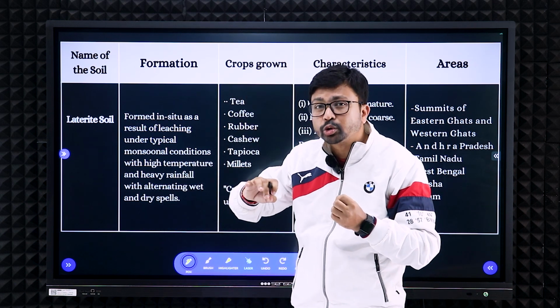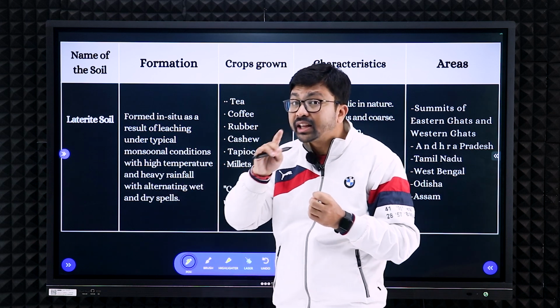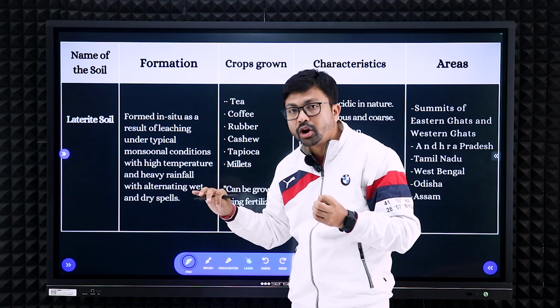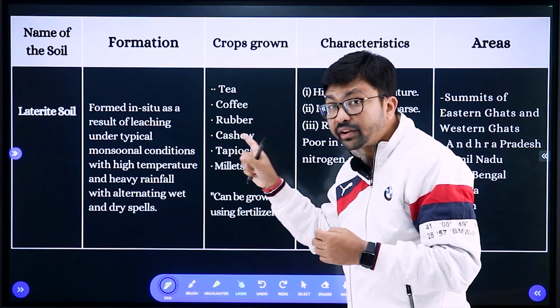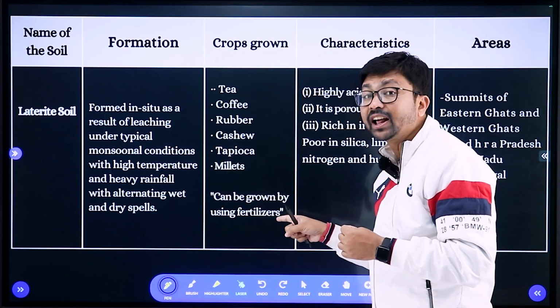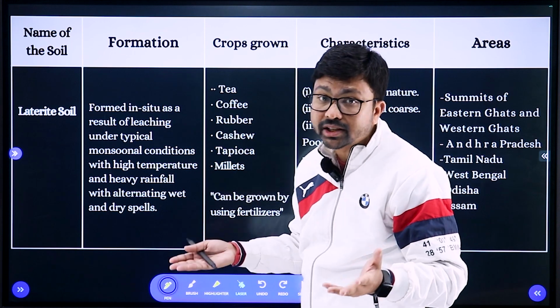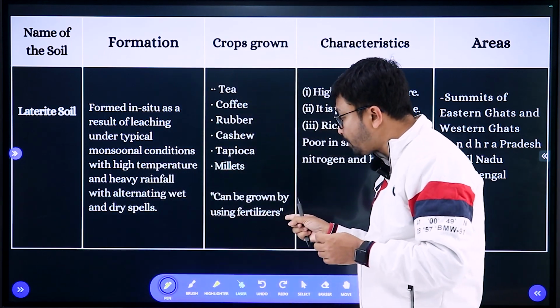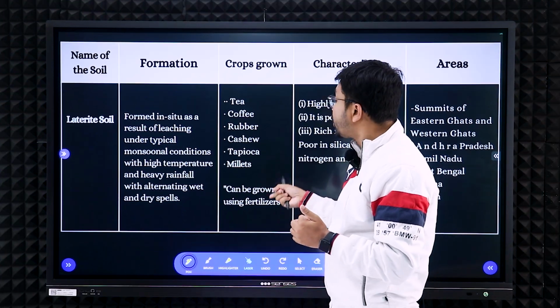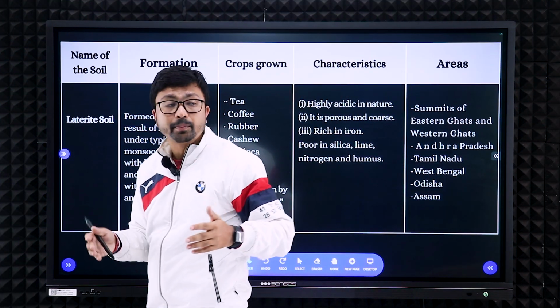Through the leaching process, the humus materials, that is the nutrient materials, will move out from there, and then we will get that laterite soil. For laterite soil, you need to use fertilizer, right? Because nutrient fertilizer is not there. Rainfall is there, water is there, but nutrient materials are not there. So that's why you need to use fertilizer to get production.